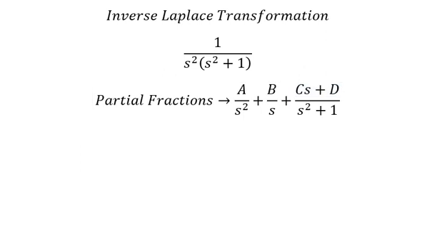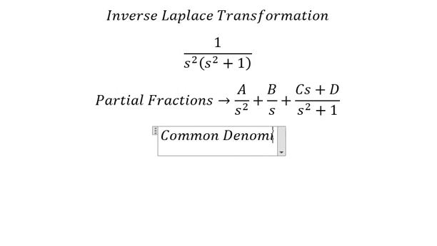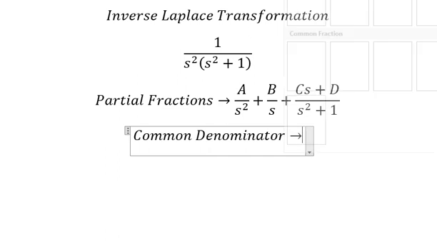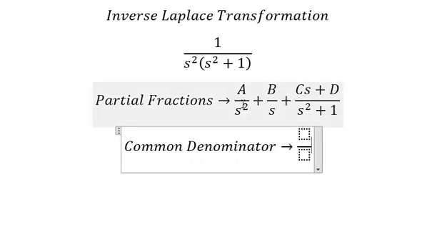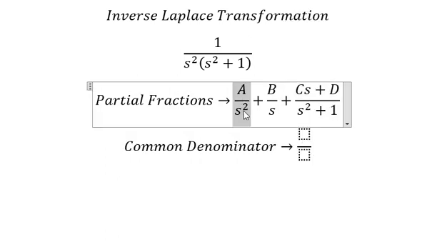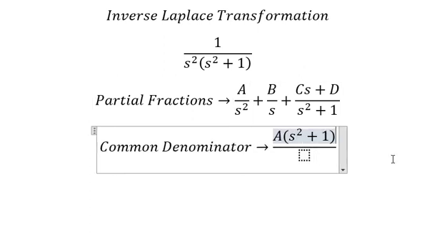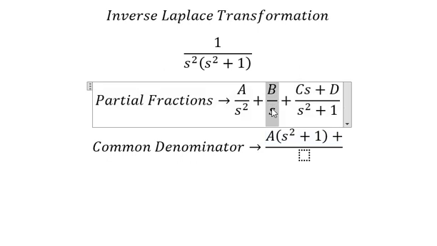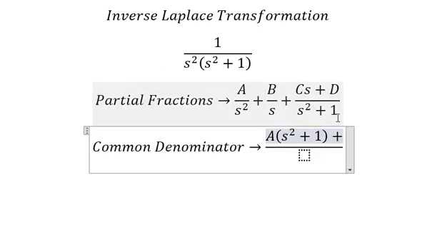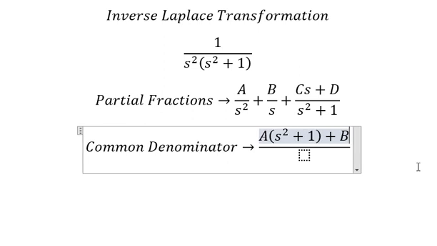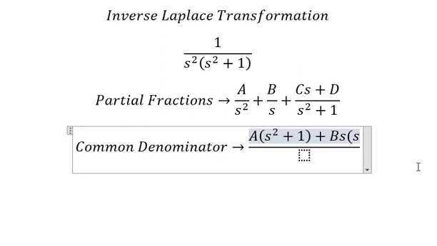Now we do common denominator. This one is missing h squared plus 1, so capital A multiplied by h squared plus 1. This one is missing h and h squared plus 1, so capital B multiplied by h and h squared plus 1.